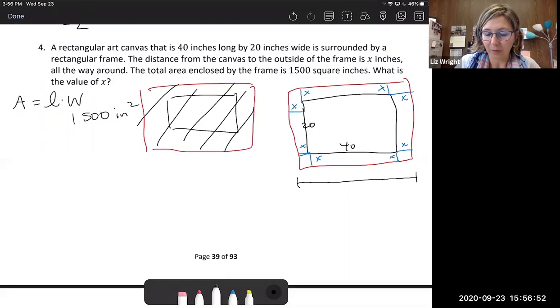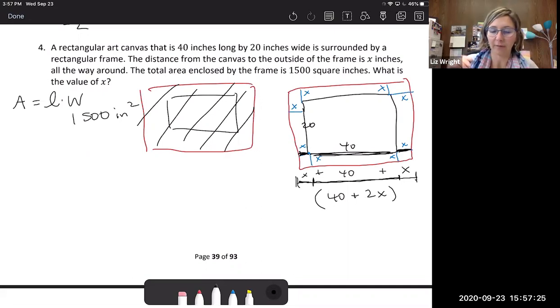So how can I express the length of that frame in terms of x? Well, how long is it? We know that this portion over here from up here is x. We know that this portion down here is 40, and we know that this is x. So how long is that side? It's 40 plus 2x, right? So that's the length for this bottom piece, because we're taking x plus 40 plus x.